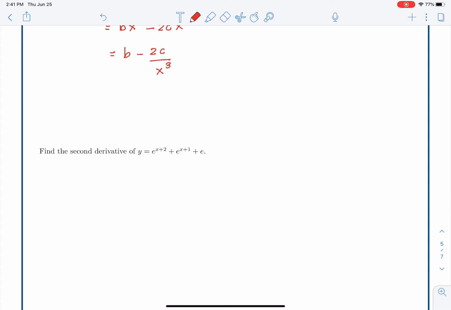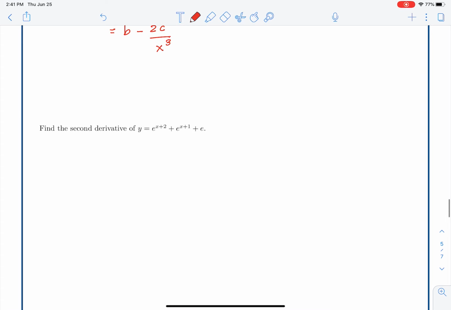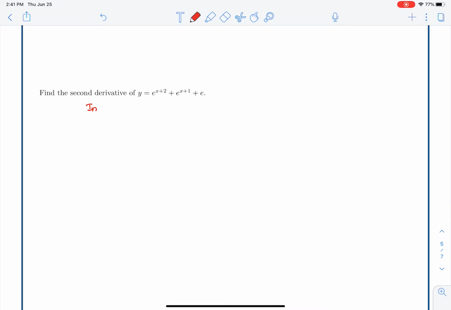Here we have to find the second derivative of e raised x plus 2 plus e raised x plus 1 plus e. The independent variable is x, the dependent variable is y, and what we are trying to find is y prime first, then y double prime. Before we could do that, let's rewrite the function.